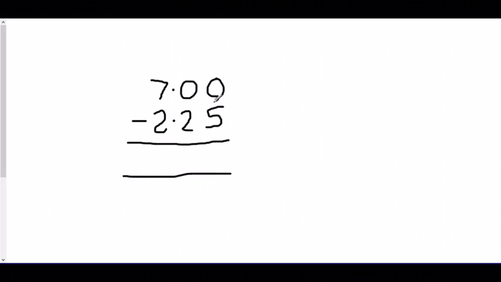0 take away 5 is not possible on here, so we've got to go to here to exchange, but there's nothing there, so we've got to go right back here, write a 6, put the 1 there, but we still need 1 here. I'm going to cross out that 10, put a 9, and exchange again. So I've got 10 take away 5, which is 5, 9 take away 2, which is 7, 6 take away 2 is 4. So it's 4.75.